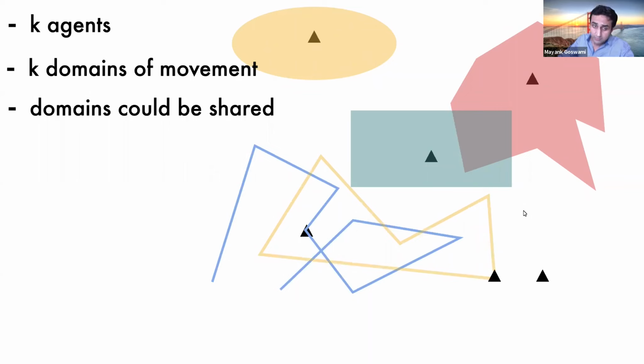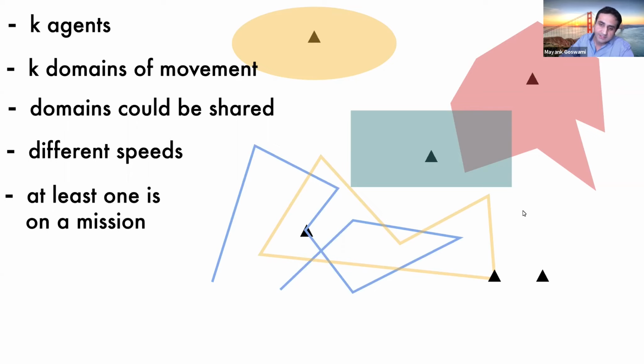And my animation skills are not good enough to show it, but the agents could have different speeds. So it's not necessary that all agents are moving with the same speed. And we need some movement, right? Because if no one is on a mission, then they can just stay where they are. So we'll assume that at least one agent is on a mission. Maybe this guy has to go on this red curve, and he has to visit these areas, which will then require these people to move away.